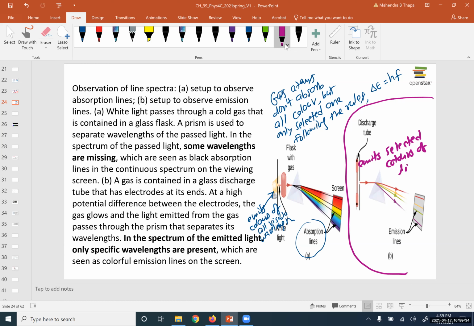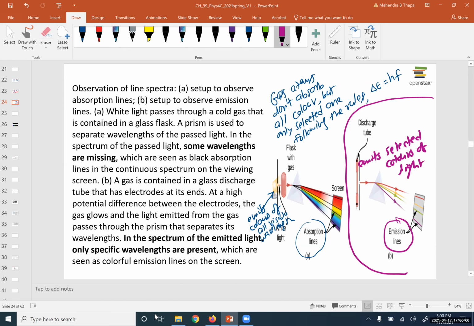It will not emit all lights as before. This means it cannot absorb all light, all colors. It cannot emit all colors. So here we can see a few colors. This is called the emission line. So emission line and a spectrum line is a characteristic feature of an atom. If you consider it in terms of frequency, they will be the same. So this is the concept behind emission spectrum and the absorption spectrum.